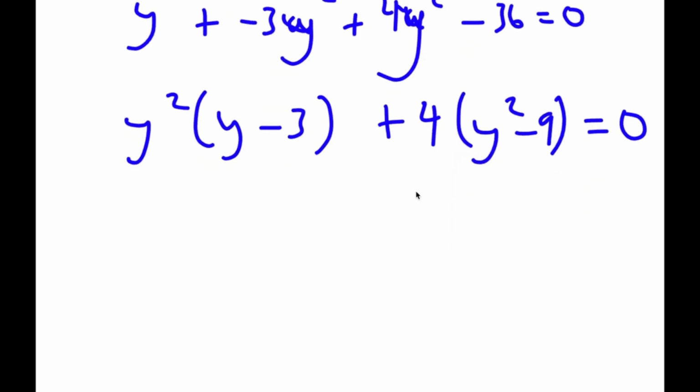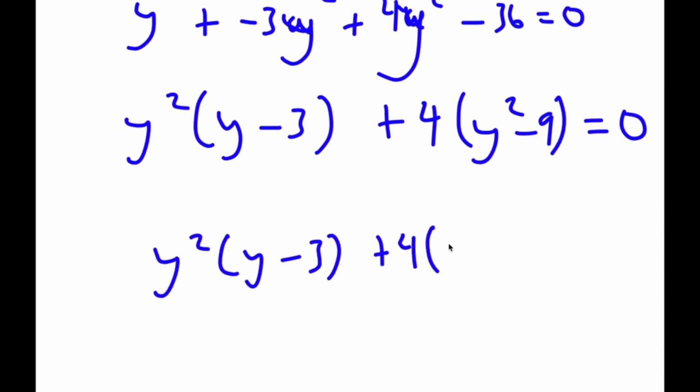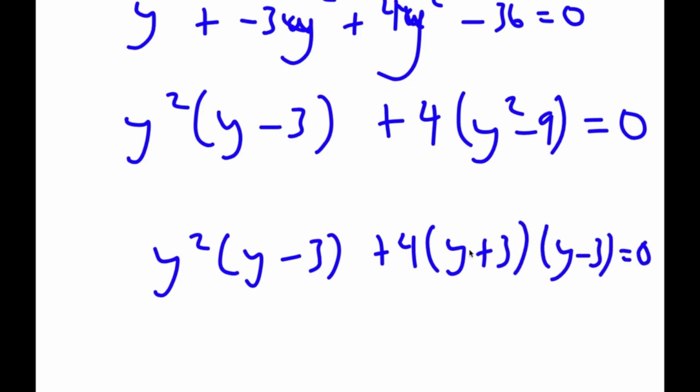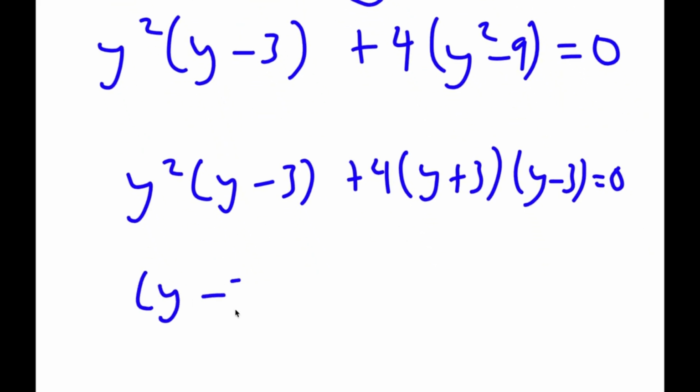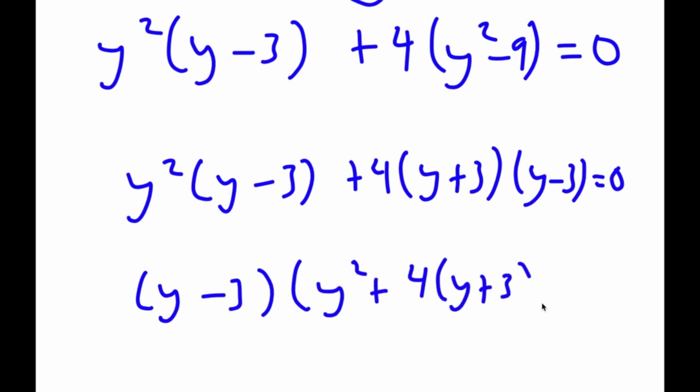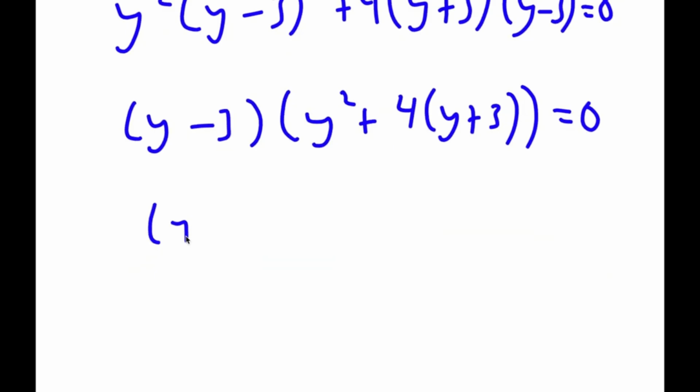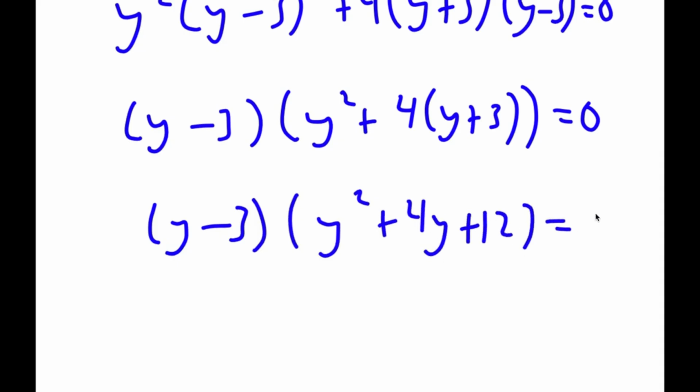Now y squared minus 9, that's the same thing as y plus 3 times y minus 3. And now from here, if I factor out y minus 3, I get y minus 3 times y squared plus 4 times y plus 3, which is equal to 0. And now if I simplify that, I get y squared plus 4y plus 12 is equal to 0.